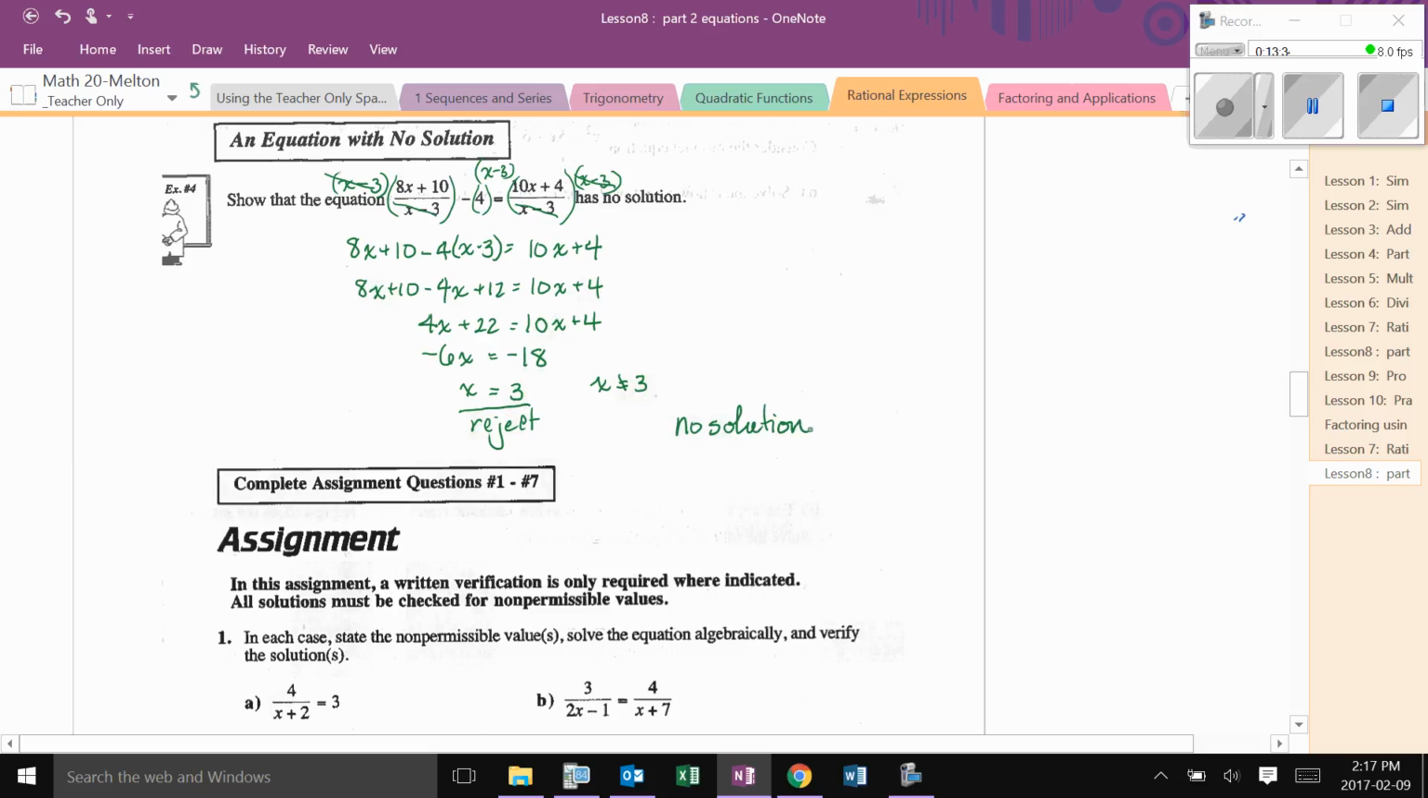So what does that mean if you were to put that into your calculator to graph? Remember, looking at a solution, it's saying for what value of x are we going to have an intersection point? And if there is no solution, then that of course means that there is no intersection.